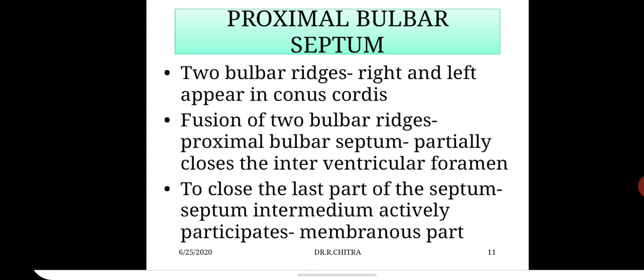How does the septum intermedium actively participate in this process? If you see, the cells of the endocardial cushions proliferate from the right edge of the septum intermedium, close to the gap between the ventricular septum and the proximal bulbar septum, so that this persists as the membranous part of the interventricular septum.